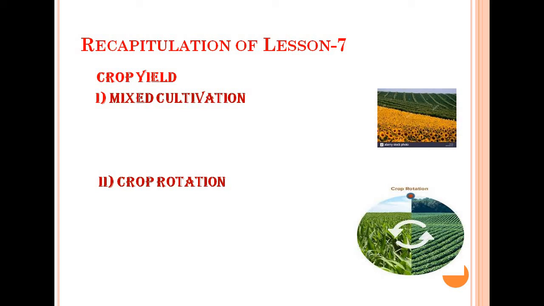Now, these are all the processes of agricultural practices. Now we are going to deal with how we can increase the crop yield so that the needs of the increasing population could be met. There are two ways through which the crop yield can be increased. The first one is mixed cultivation. As you can see in the figure, in mixed cultivation two different crops are grown at the same time in the same field. One is complementing the other in fulfilling their needs.